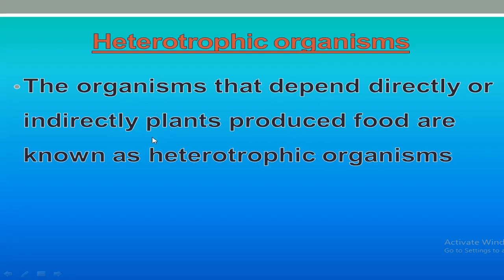Organisms that cannot produce their own food are known as heterotrophic organisms. Heterotrophic organisms cannot produce their own food. Therefore, they have to depend on other organisms, right?